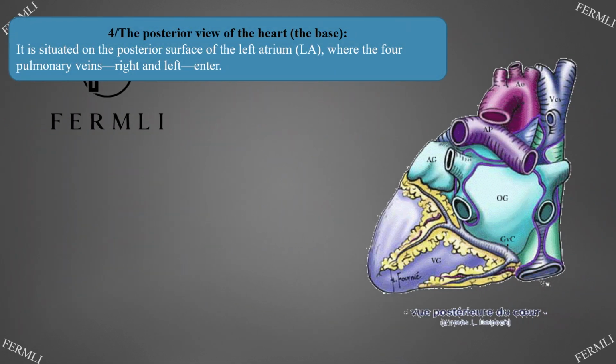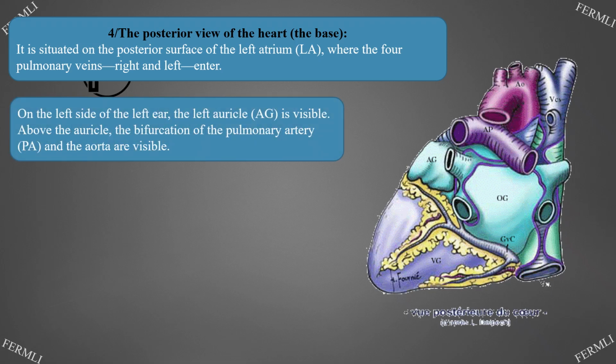4. The posterior view of the heart. The base is situated on the posterior surface of the left atrium, LA, where the 4 pulmonary veins, right and left, enter. On the left side of the left atrium, the left auricle, LA, is visible. Above the auricle, the bifurcation of the pulmonary artery, PA, and the aorta are visible.